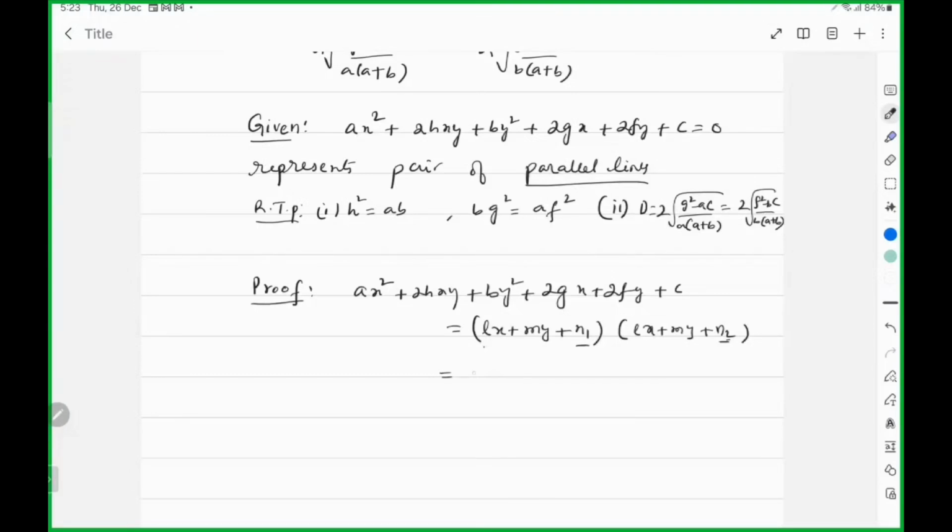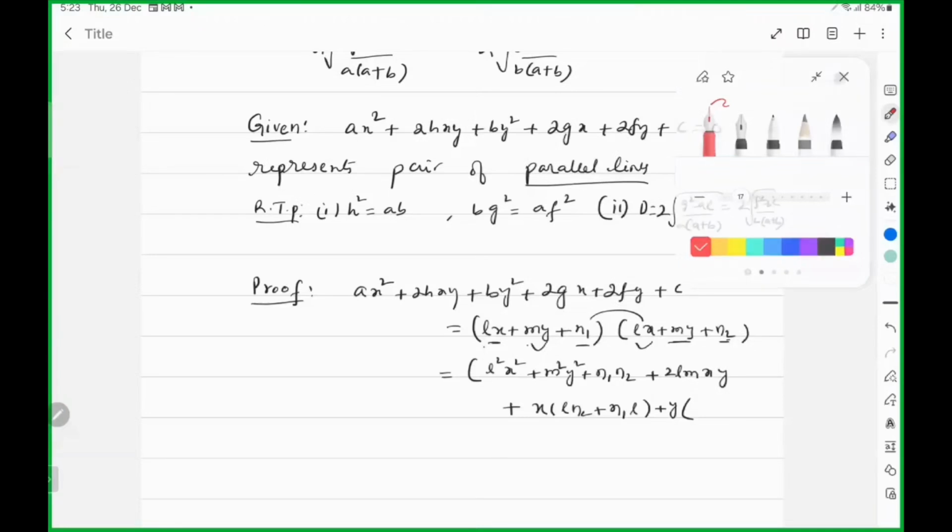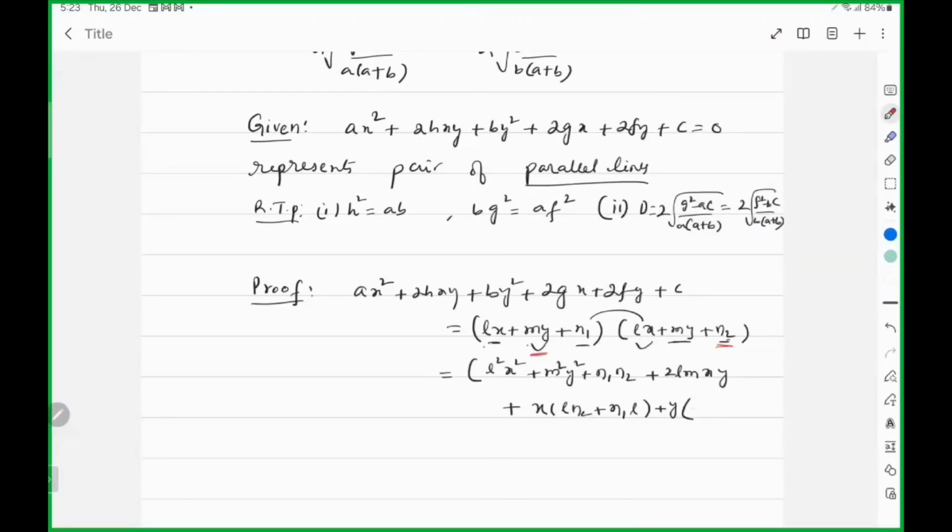So here it is L square x square plus m square y square plus n1 n2 plus 2lmxy, plus the x coefficient L n2, here also n1 L, plus the y coefficient, this y into n2, m n2, here also y coefficient m n1.